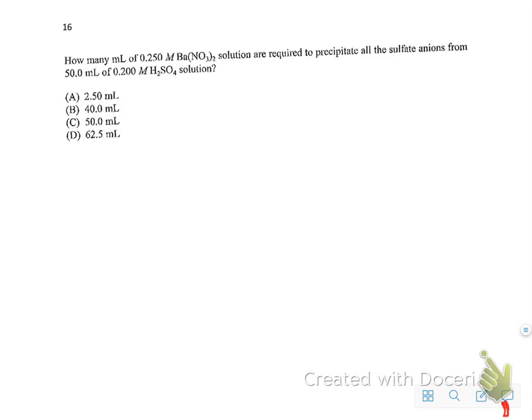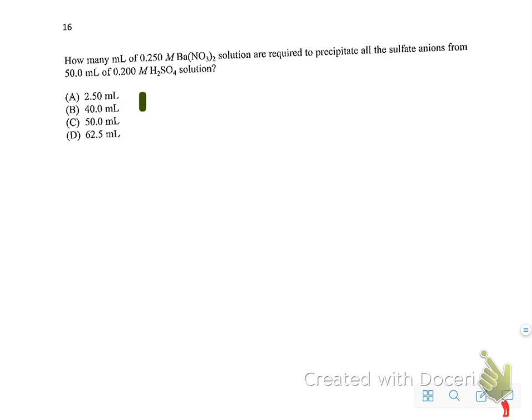Okay, so this is the last podcast for worksheet point 4, and I am doing problems 16 and 17. Okay, so 16 says, how many milliliters of 0.25 molar barium nitrate solution are required to precipitate all the sulfate ions from 50 milliliters of 0.2 molar sulfuric acid?